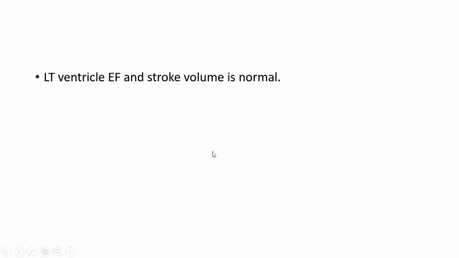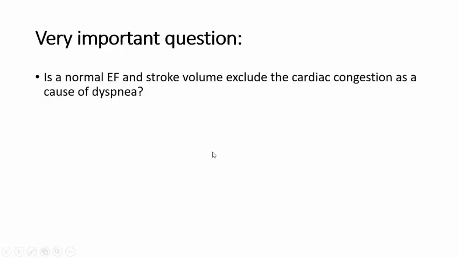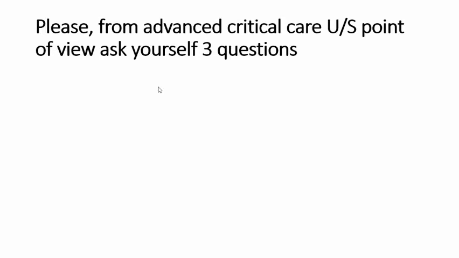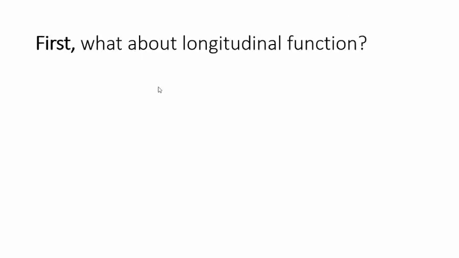Left ventricle ejection fraction and stroke volume are normal. A very important question from the advanced critical care ultrasound point of view: does a normal ejection fraction and stroke volume exclude cardiac congestion, exclude a left-sided cause of dyspnea? Please, from the advanced critical care ultrasound point of view, before excluding the left ventricle as a cause of acute dyspnea, you need to ask yourself 3 questions. First, what about the longitudinal function of the left ventricle?